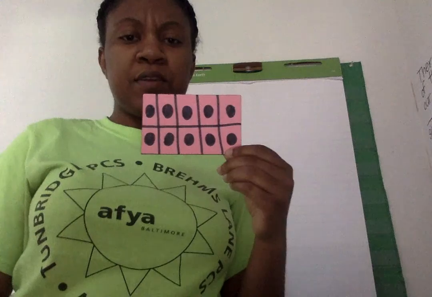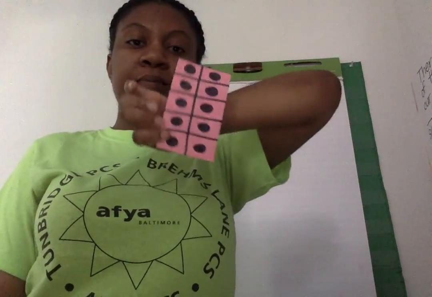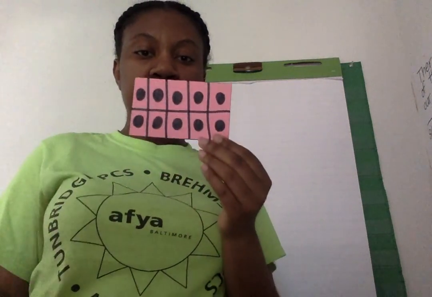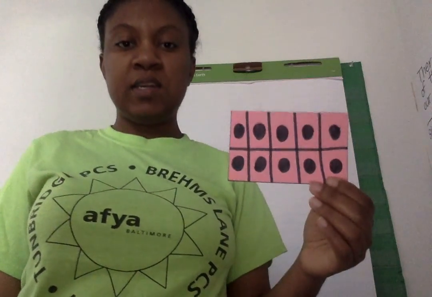This is a 10 frame. How many dots do you see in a 10 frame? There are 10. Are there still 10? Yes, any direction that I put it in, it's still 10. There's always going to be 5 on top and 5 on the bottom. When you see a 10 frame completely filled, it means that there are 10 dots in it.